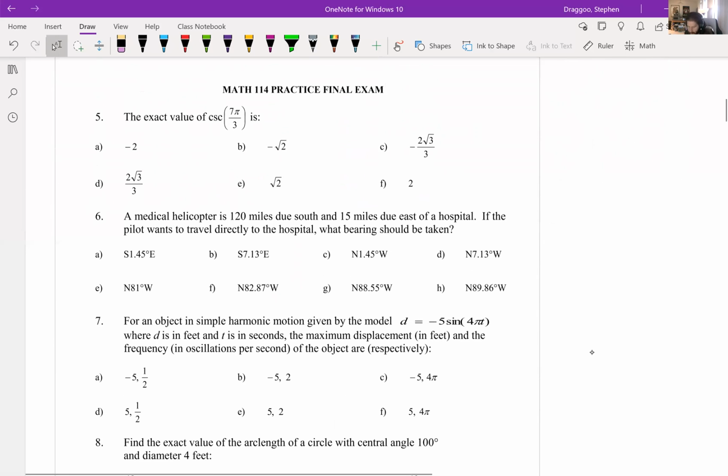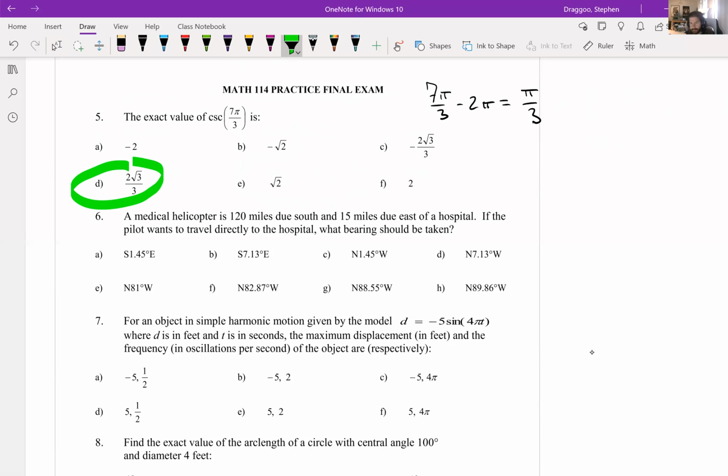All right, an exact value for the cosecant of 7 pi over 3. So if we take 7 pi over 3 and subtract 2 pi, we get pi over 3. So 7 pi over 3 is coterminal to pi over 3, so it should have the same cosecant value as pi over 3, which will be D, 2 root 3 over 3. So that'll just be the reciprocal of root 3 over 2.